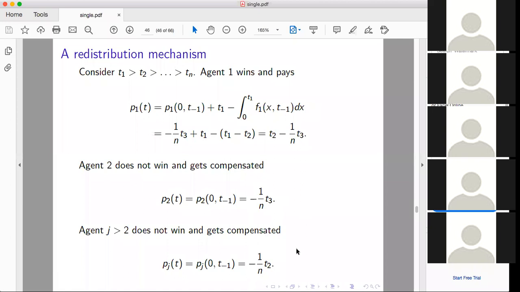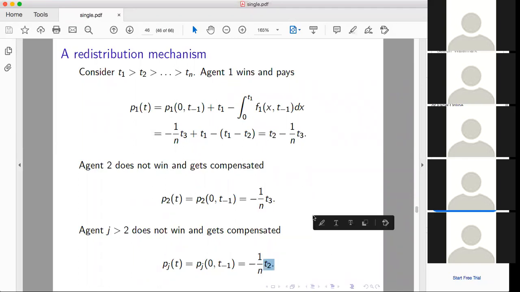The main takeaway here is that agents 3 through n will get a compensation of T2 by n. Agent 2 gets a compensation of T3 by n, and agent 1 pays T2 minus T3 by n. So the mechanism is slightly unfair to the second highest agent because her compensation is lower than the compensation of lower valued agents. But let's ignore that aspect of this mechanism for the moment. Okay. So is everyone comfortable with these payment calculations? Any questions?